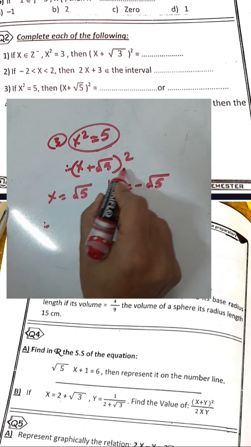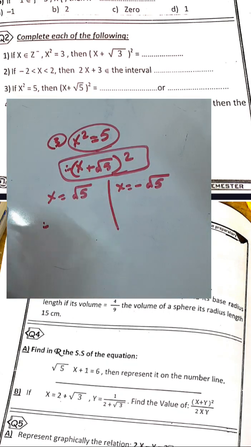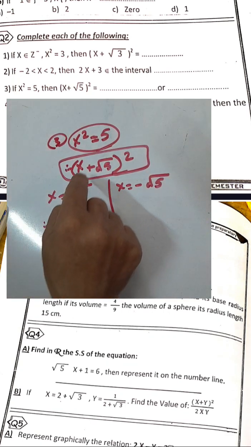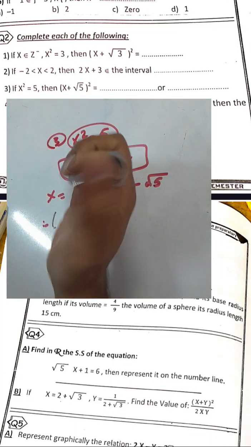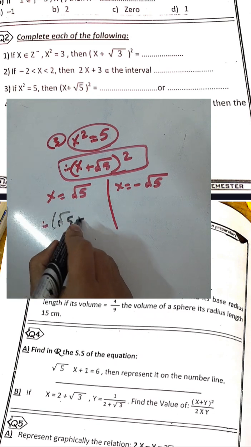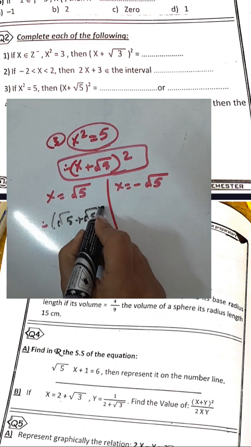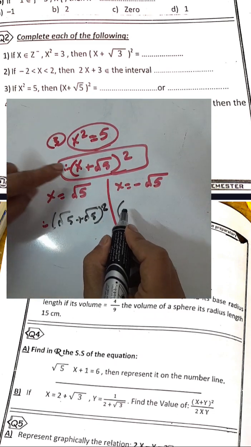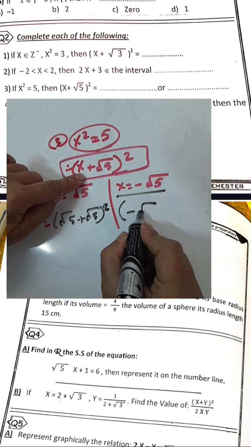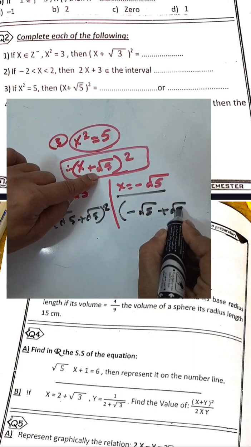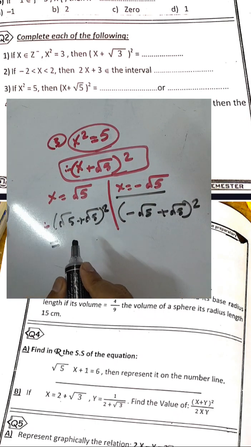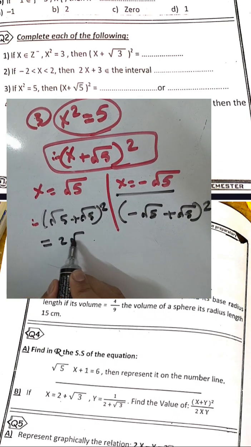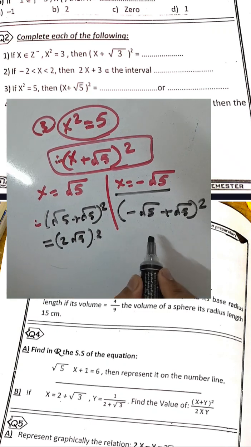Then we can find the value of this expression. Put x equal root 5 here, then we can write root 5 plus root 5, all to the power 2, and here put x equal negative root 5, negative root 5 plus root 5, all to the power 2. The result will be root 5 plus root 5, it will be 2 root 5, all to the power 2, and the result here is 0.